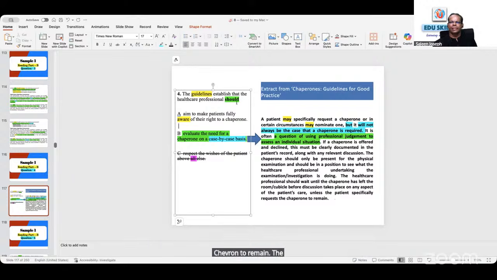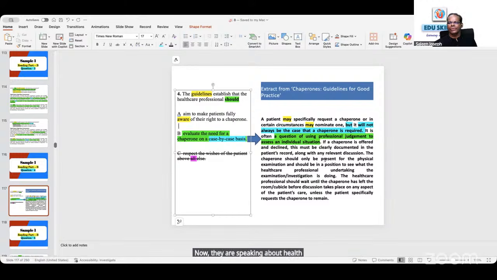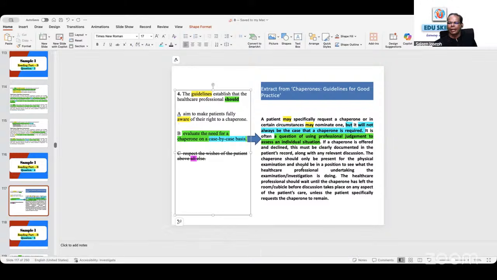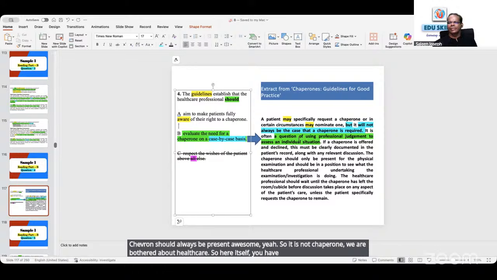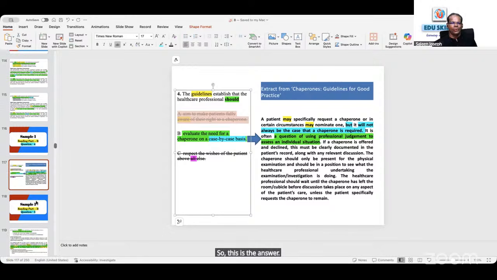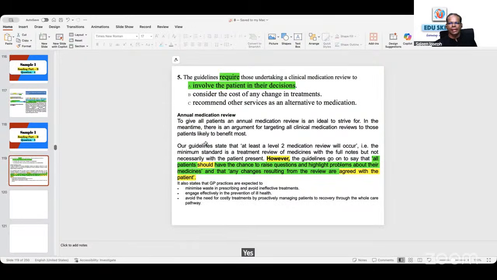The guidelines establish that the healthcare professional should. Now they are speaking about healthcare professionals, and here they are speaking about the chaperone. So it is not the chaperone; we are bothered about the healthcare professional. So here itself you have the answer. Nothing else is mentioned. Awareness is not mentioned at all. Creating awareness about the chaperone is not mentioned at all. So this is the answer. This is the official material. The answer is highlighted to save time.